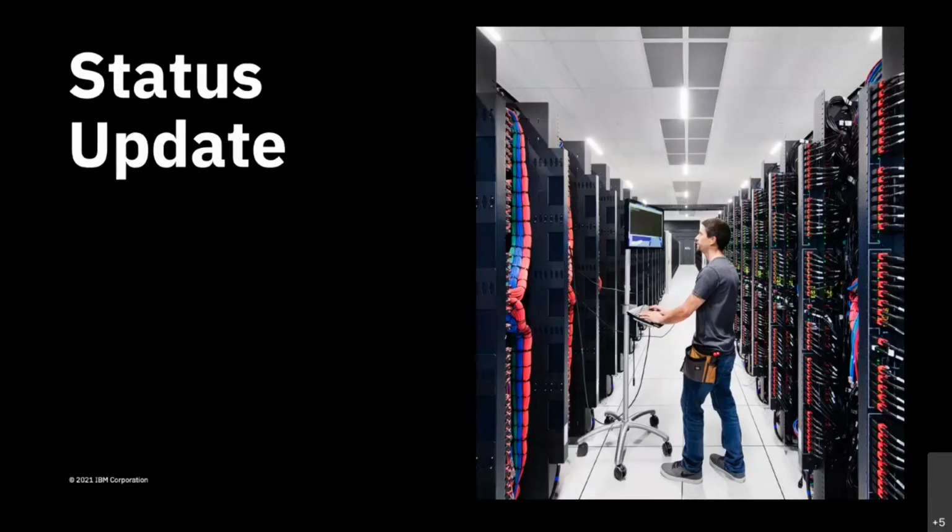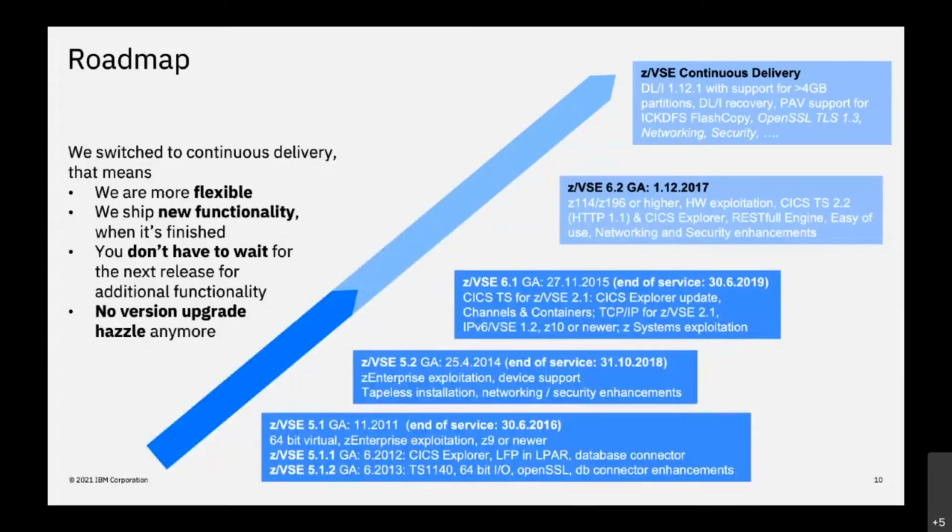Let's have a look at the status. You know our roadmap, and therefore I just want to highlight again that we are doing continuous delivery since zVSE 6.2. This means we are more flexible in what we develop and when we ship new functionality. And for you, it means that you don't have to wait for the next release until you get the new functionality, and you don't have the upgrade hassles anymore.